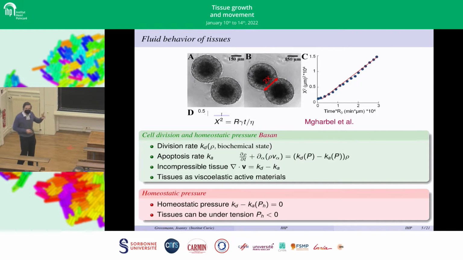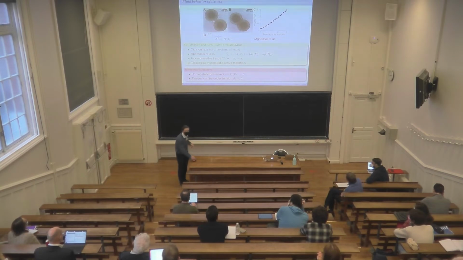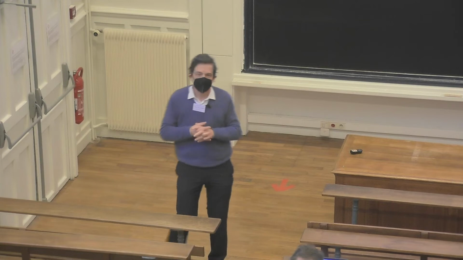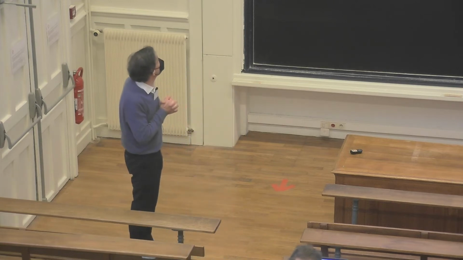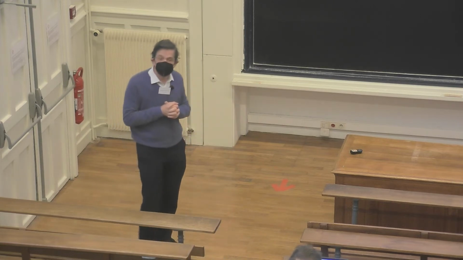Now, there are two other things I should mention. First of all, a tissue is viscoelastic because at short times the cells are elastic, and there is an elastic shear modulus, which is of the order of the shear modulus of the cells. And also it's active.